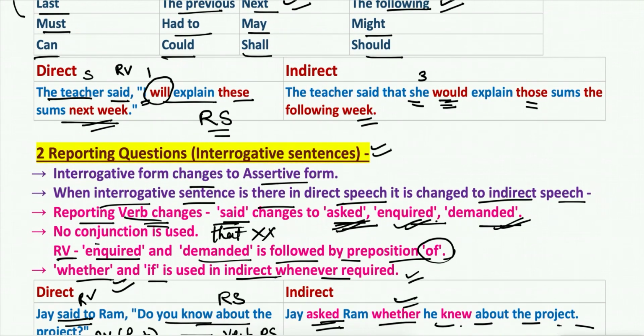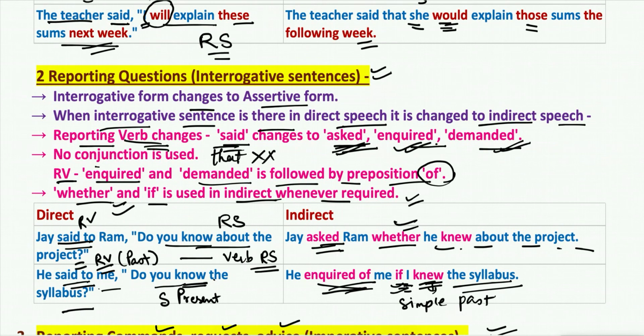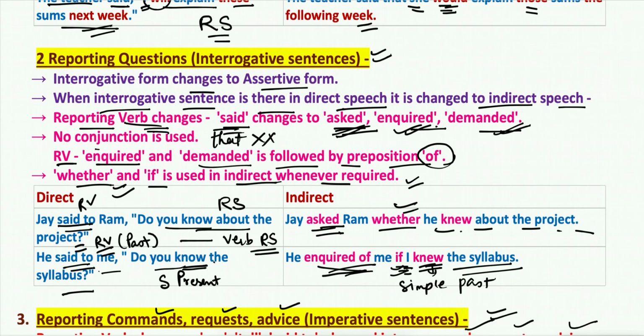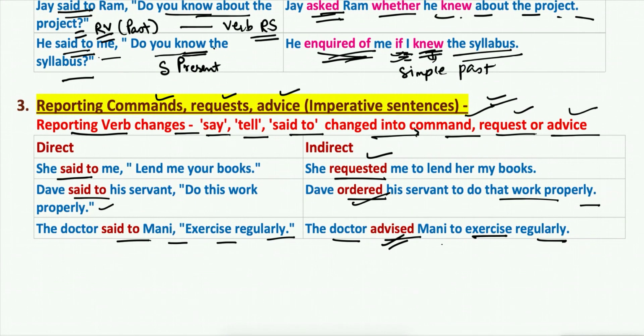Second, we have seen the conversion of direct speech to indirect speech for the interrogative sentences. In that case, the reporting verb said to will change to asked, inquired, or demanded, and inquired and demanded will be followed by of, so it will be inquired of and demanded of, and the conjunction that will not be used. And while writing the indirect form, we use whether or if. Third is the conversion of direct speech to indirect speech for the imperative sentences. Here, the reporting verbs say, tell, and said to will change to command, request, and advise.